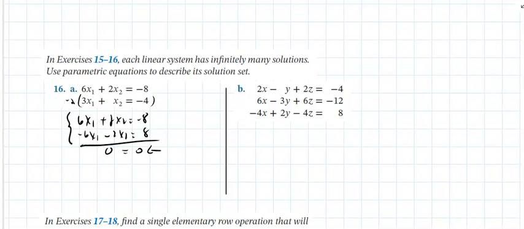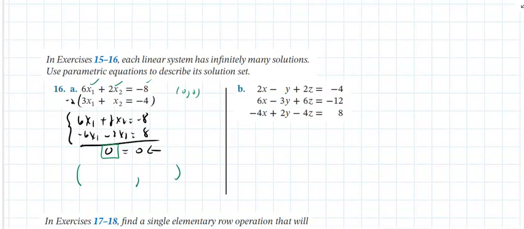Anytime this happens, anytime the variables cancel out, you either have an infinite amount of solutions or no solution. If the variables cancel out, you're left with numbers. If the numbers are equal and you get a true statement, that means an infinite amount of solutions. And if the numbers are not equal, you have no solution. But you can't say all real numbers. For example, (0, 0) doesn't work. 6 times 0 plus 2 times 0 doesn't equal -8. For it to work, I need a correlation between those.